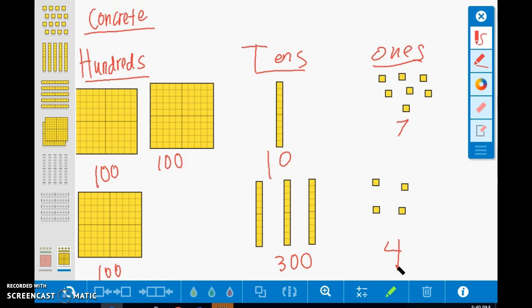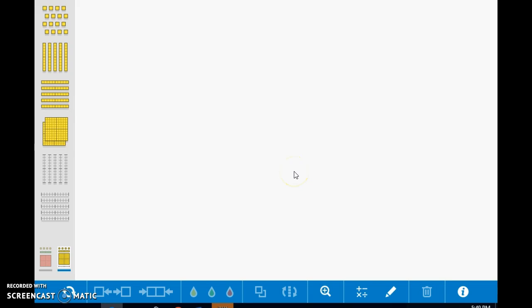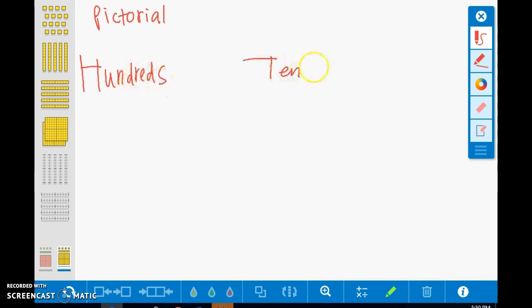Next, we're going to move on to the pictorial. And again, remember I said we're going to start always with our hundreds, followed by our tens, and lastly our ones.